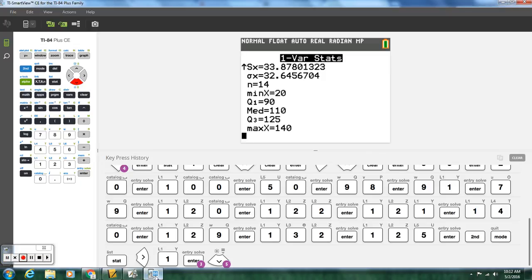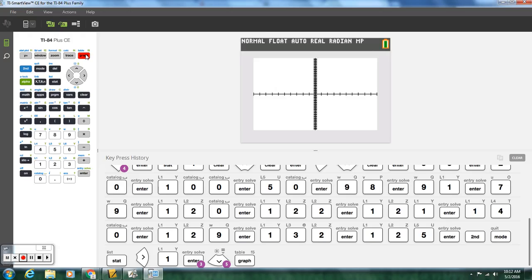So let's go look at the graph. The calculator's going to do the graph for you. If I just hit graph, I don't have any idea what my window is.